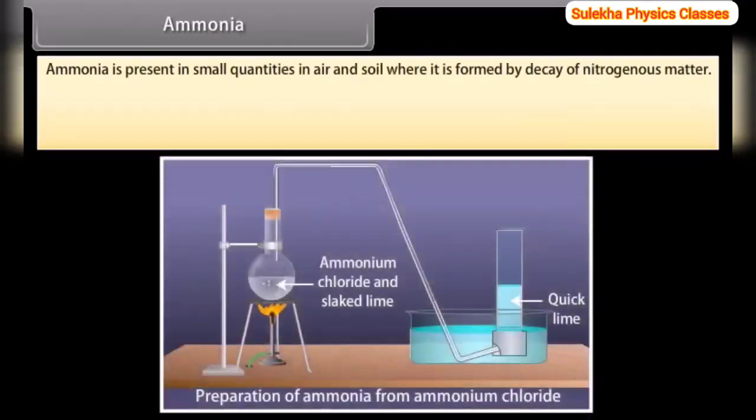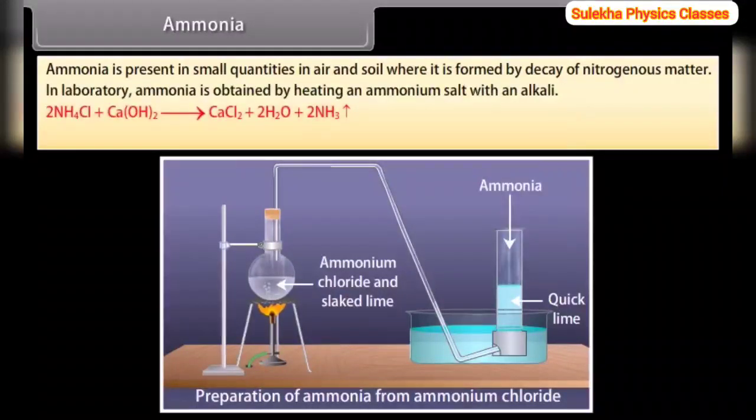Ammonia. Ammonia is present in small quantities in air and soil where it is formed by decay of nitrogenous matter. In the laboratory, ammonia is obtained by heating an ammonium salt with an alkali. Ammonia is dried by passing over quicklime.